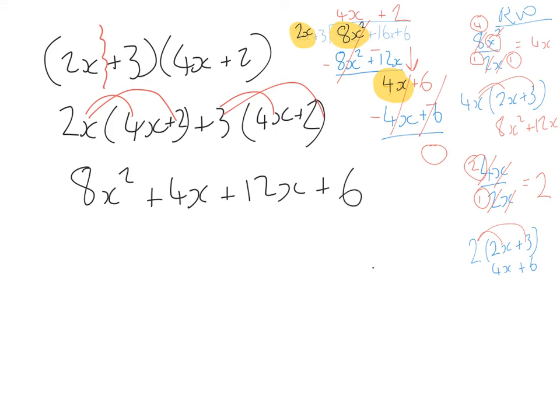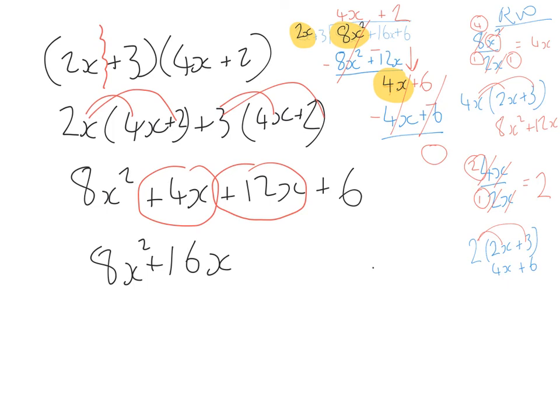And then I see, okay, what can I group together? Well, I've got plus 4x and plus 12x will give me 16x. It's a positive 16x, so plus. I've got 8x squared here and plus 6. And is that what I had inside my bus stop? Yes, it is. 8x squared plus 16x plus 6. So I know I've multiplied out correctly and my long division was also correct.